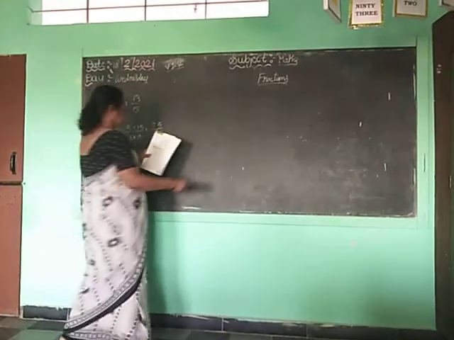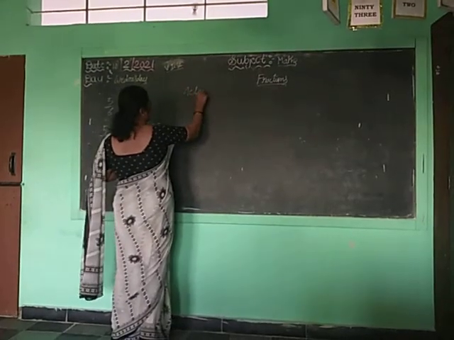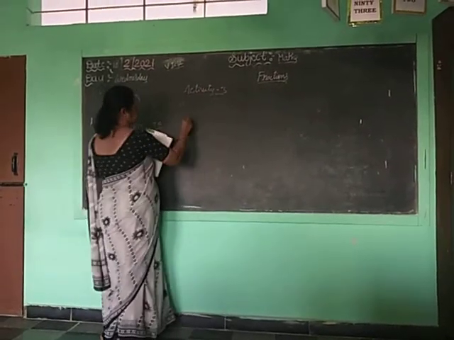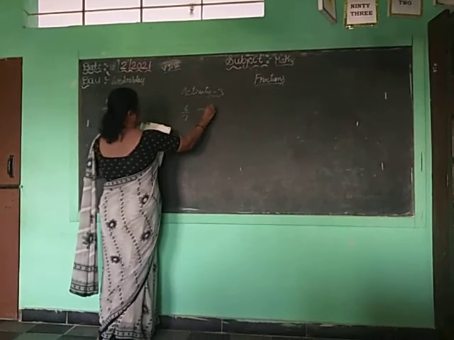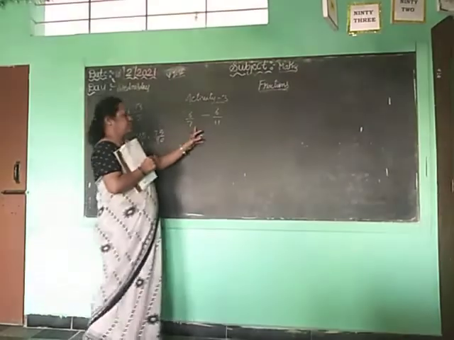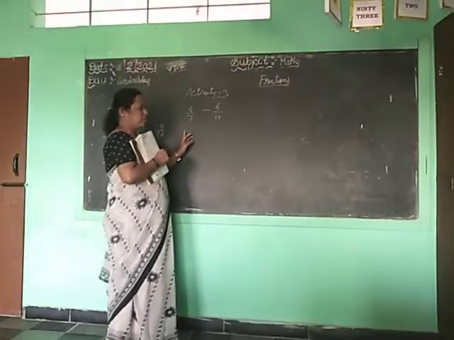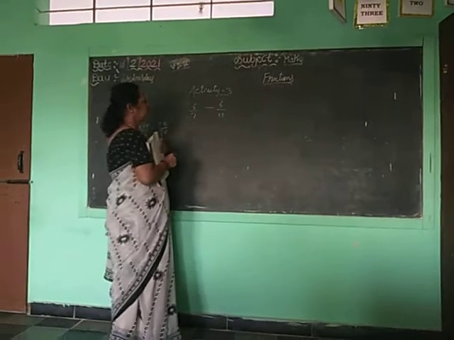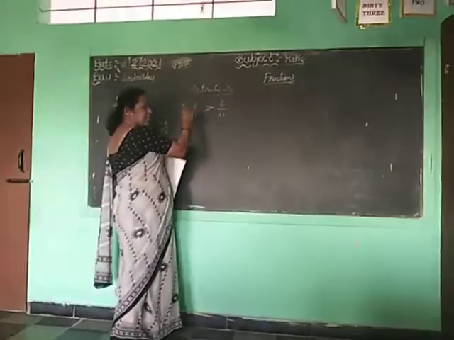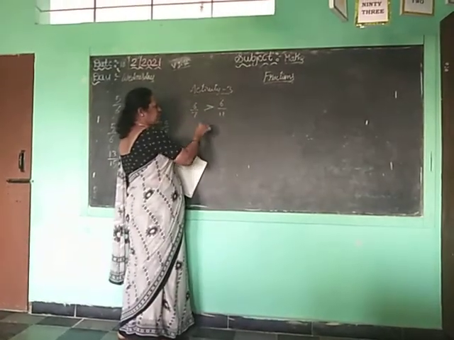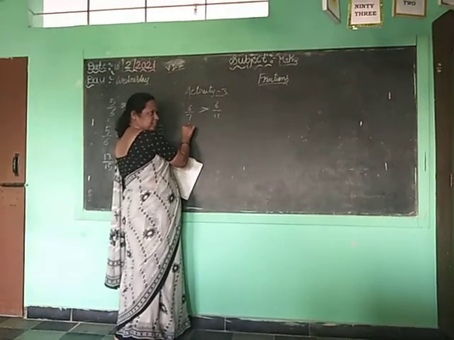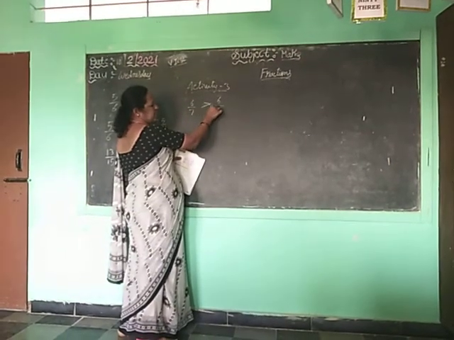Okay, children. So now I am coming to activity 3. 6 by 7 or 6 by 11. Okay. So you have to know this is common. When numerators are same, the smaller denominator is the greater. So 6 by 7 is greater compared to 6 by 11. Because you have learnt in previous class, that is in 4th standard, that when numerators are same, the smaller denominator is the greater. Okay. So 6 by 7 is greater than 6 by 11.